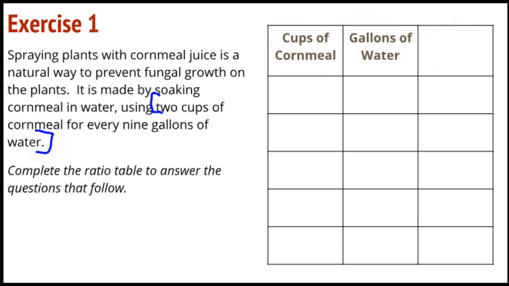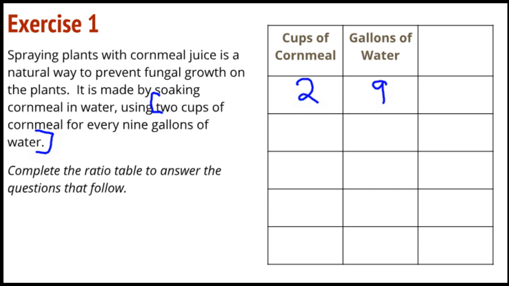So as you talk about mixtures, it's important to look at the units that you're working with. Another reason to not be in a hurry to use a total column. And by now you've probably figured out that third column is going to have something to do with ratio value. All right, so it says 2 cups of cornmeal for 9 gallons of water.